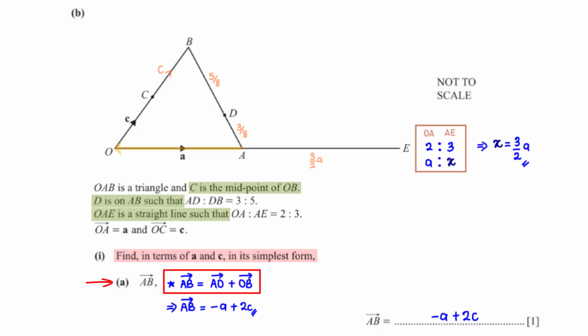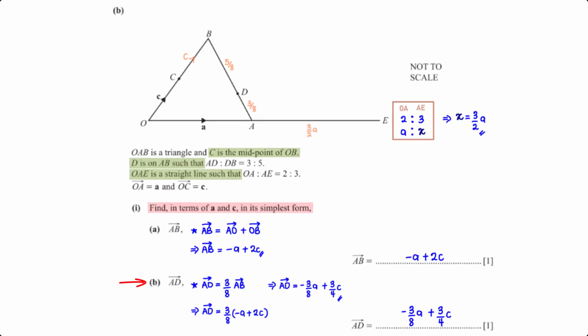AB can be expressed as AO plus OB. AO is negative a. C is the midpoint of OB, so if OC is c, then CB is also c. This means OB would be 2c, so we have negative a plus 2c.